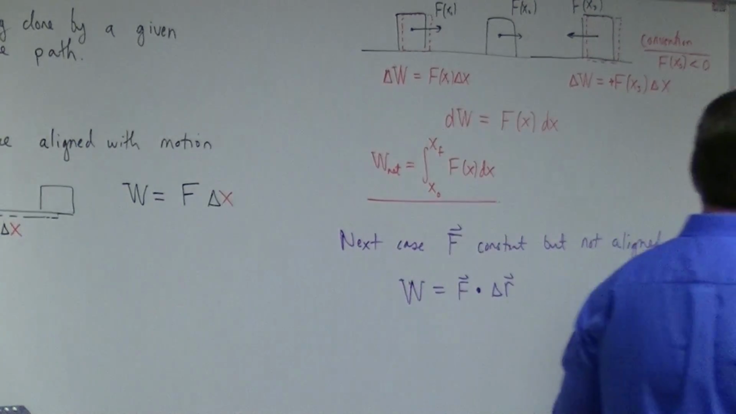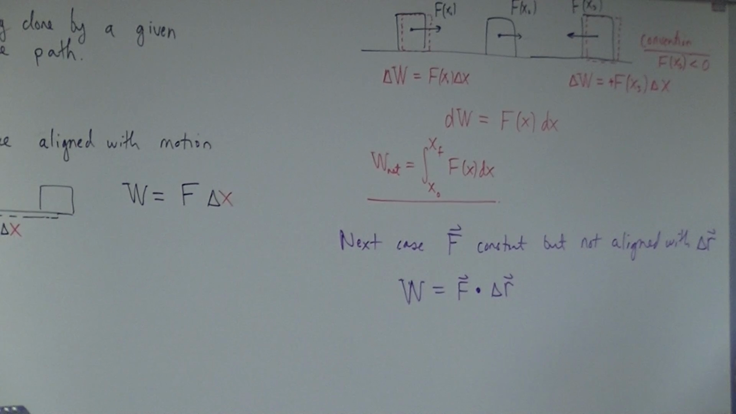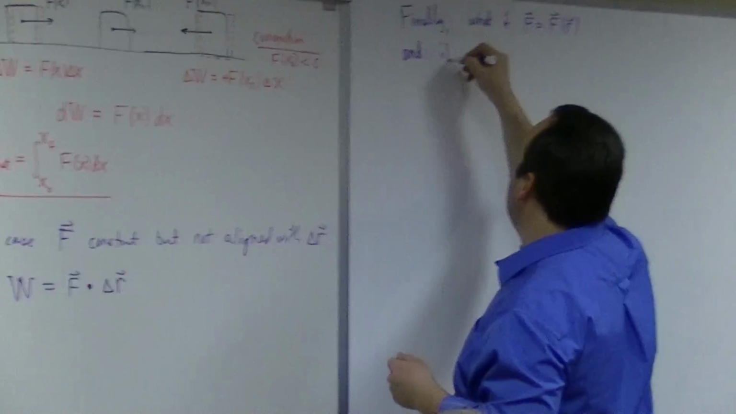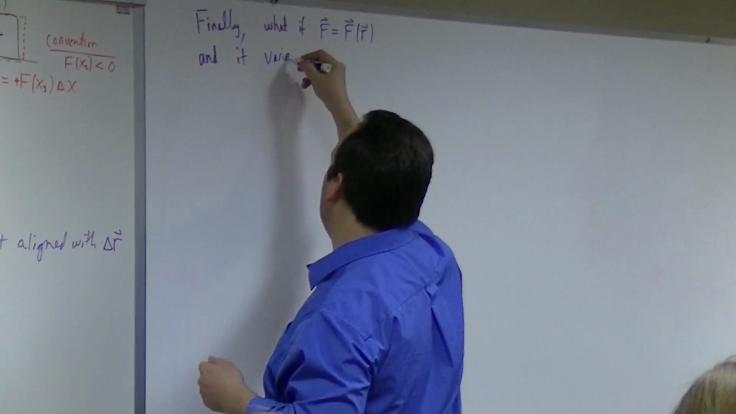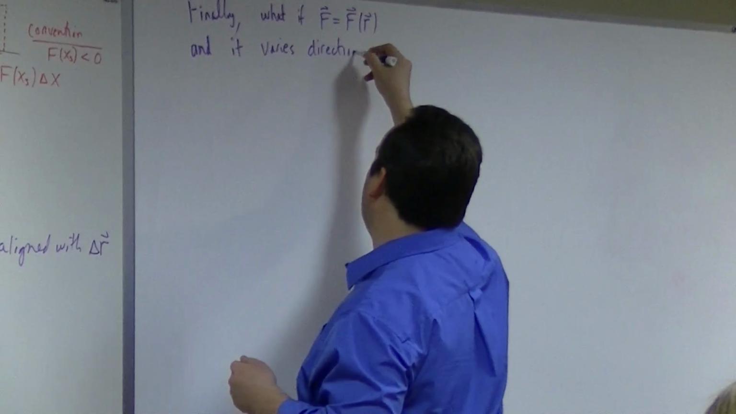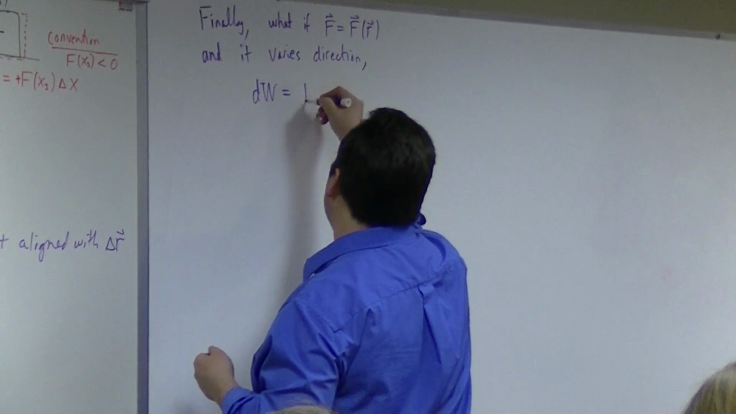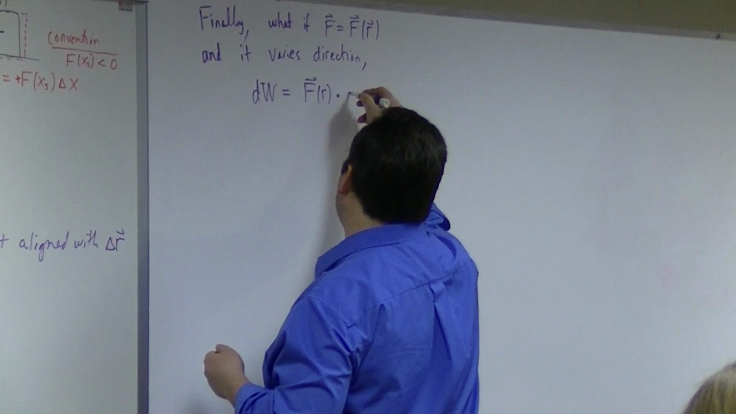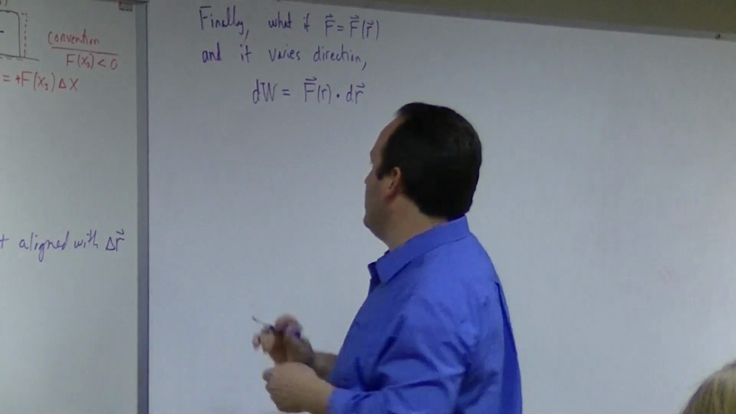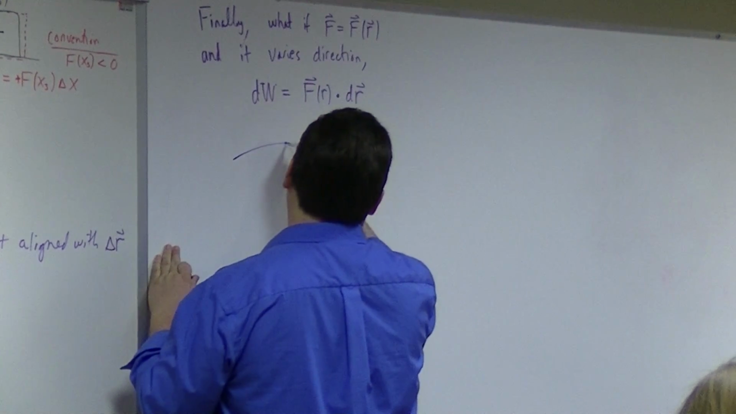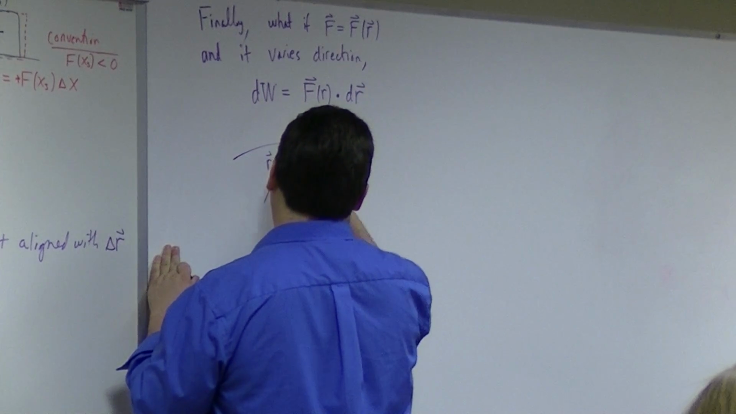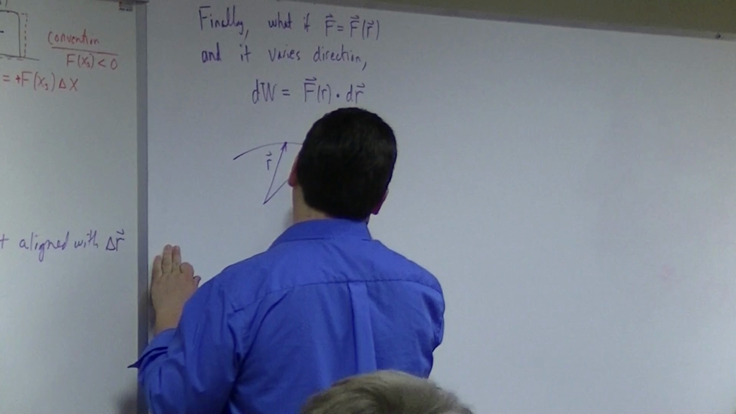Now, and then finally, what if the force is equal to a function of where you are, position, right? And it varies direction. All right? So in that case, I argue that what you should think about is dW is equal to f of r dotted with dr. So where dr is like a little displacement, if you want to think about it. So here's my r. And then over here would be r plus dr.